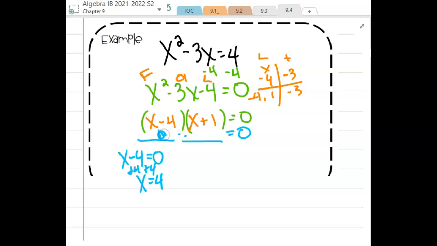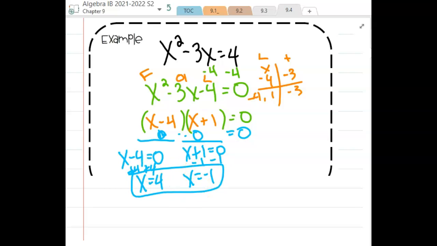Maybe this is 0. Because same thing, if you take x minus 4 times 0, it doesn't really matter what x is. If you multiply that set of parentheses by 0, it's going to give you 0. That would work as well. So you have another option. X plus 1, what if that's 0? That would also work. So I need to figure out, what would x need to be? So subtract 1. So x could also equal negative 1.